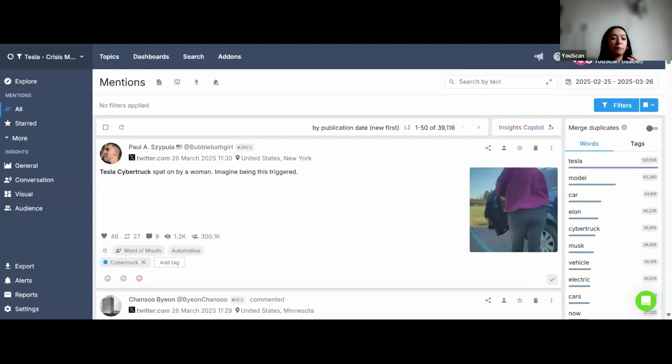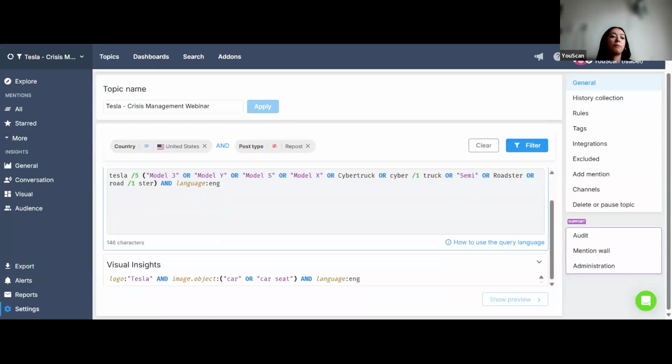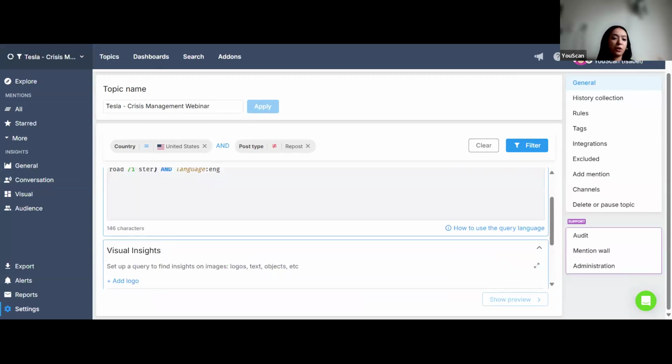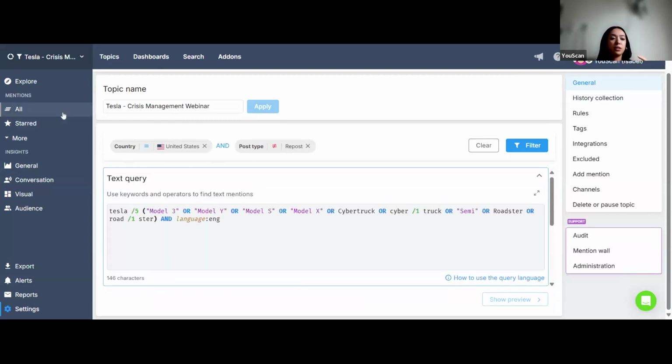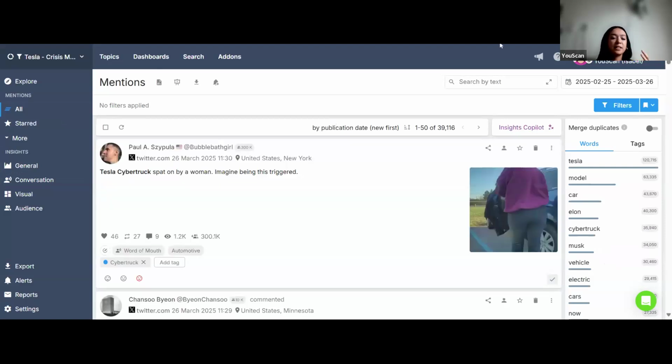So I already have set up a topic using a bunch of keywords and operators to bring not only mentions collected by text, which means when people talk about Tesla in a post by text, but also when people mention the logo of Tesla in a photo or in a video. Okay, so that's the idea here. I have set up this topic to bring all these mentions. And what is the first step?